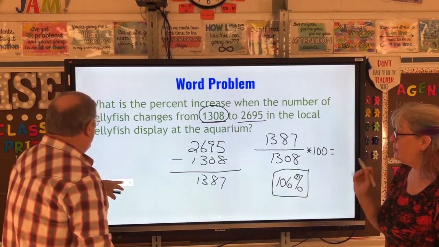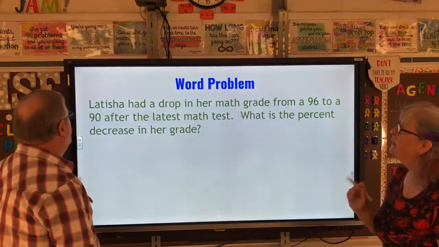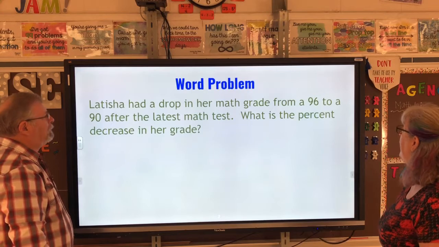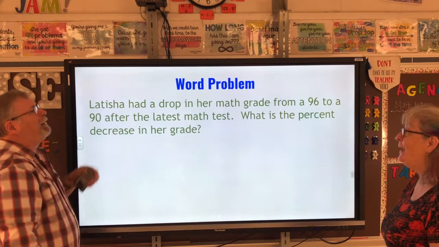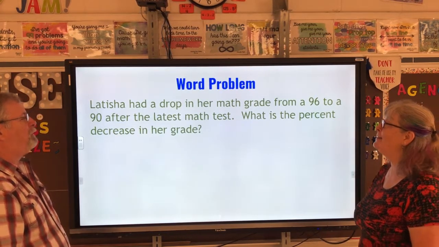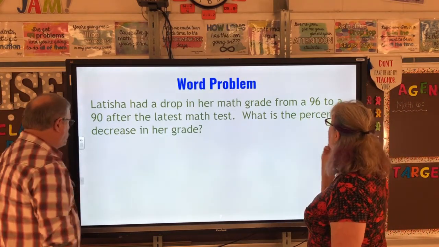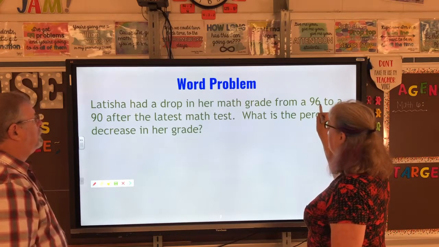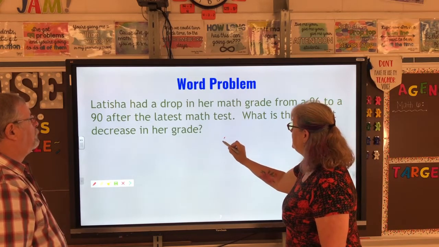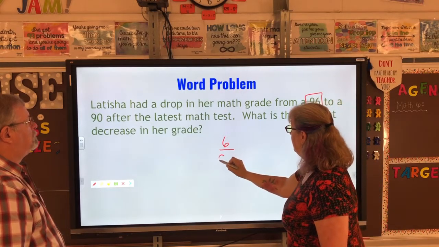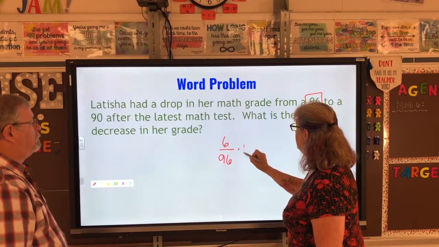Let's try the next one. Letitia had a drop in her math grade from a 96 to a 90 on the latest math test. What is the percent decrease? We see it's going down for sure. 96 to 90 is a difference of 6. She started at a 96, so it's 6 divided by 96 times 100.